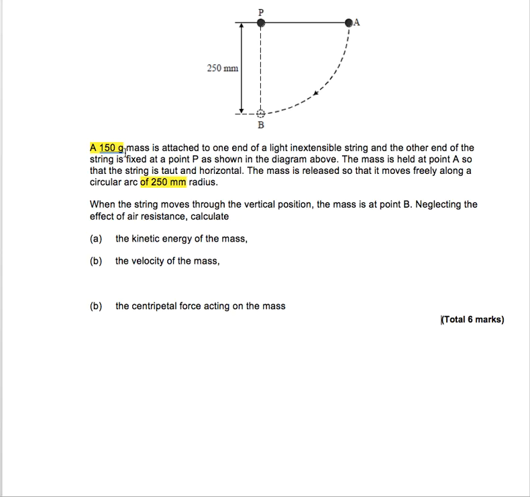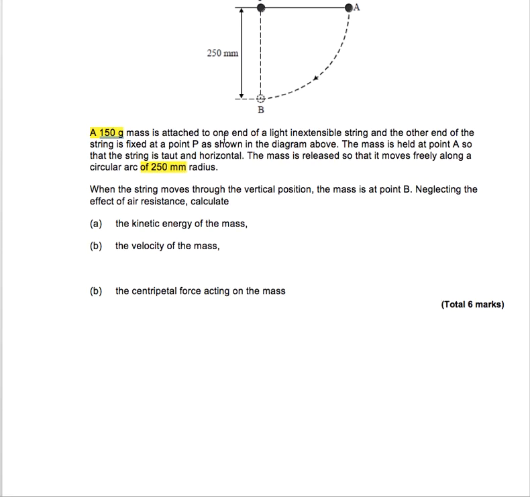So I have the mass, I have the radius, and I want to know the KE here. So I'm thinking by conservation of energy then, the KE at the bottom will be equal to the GPE at the top.